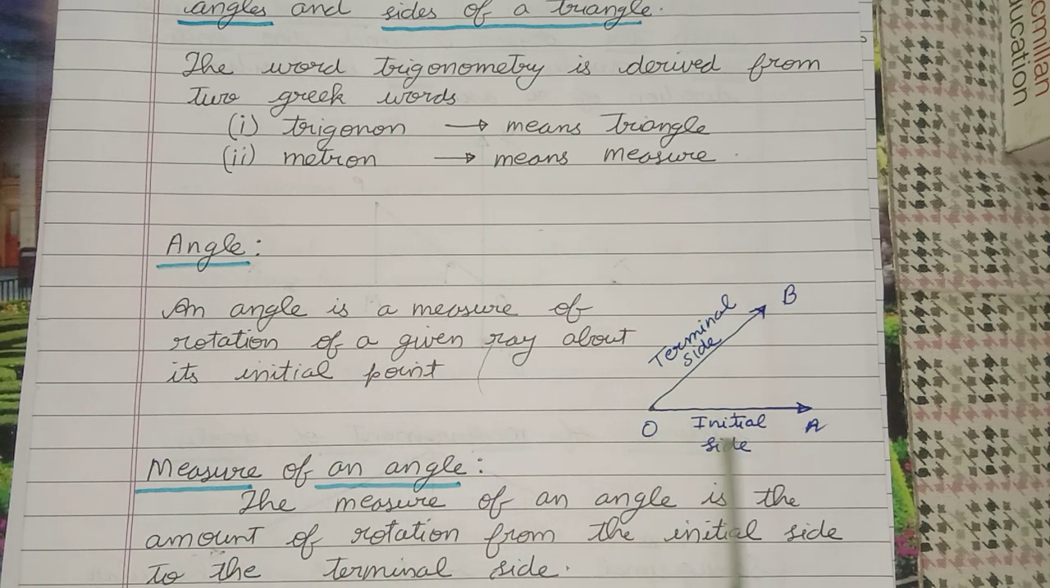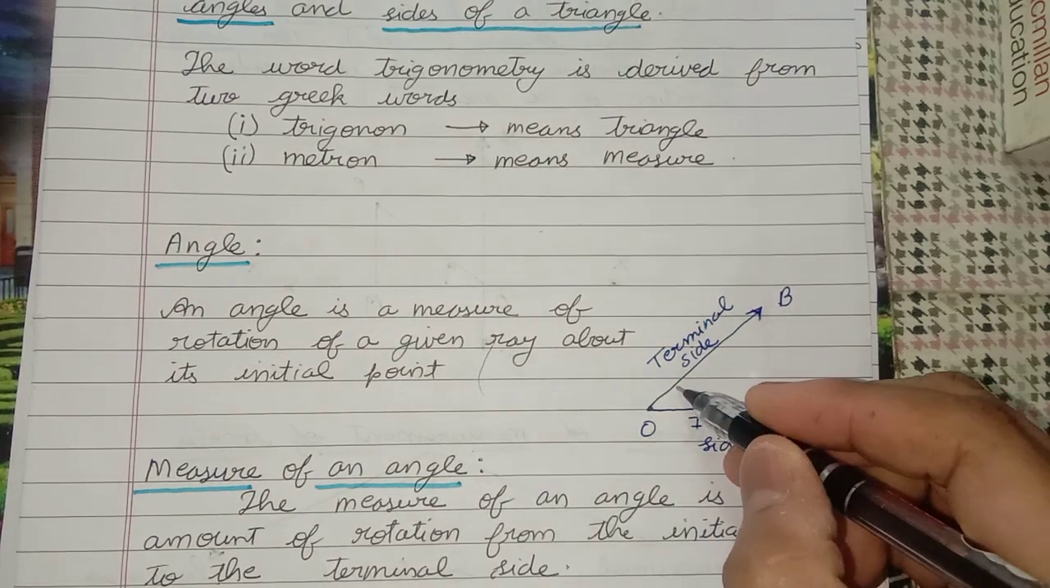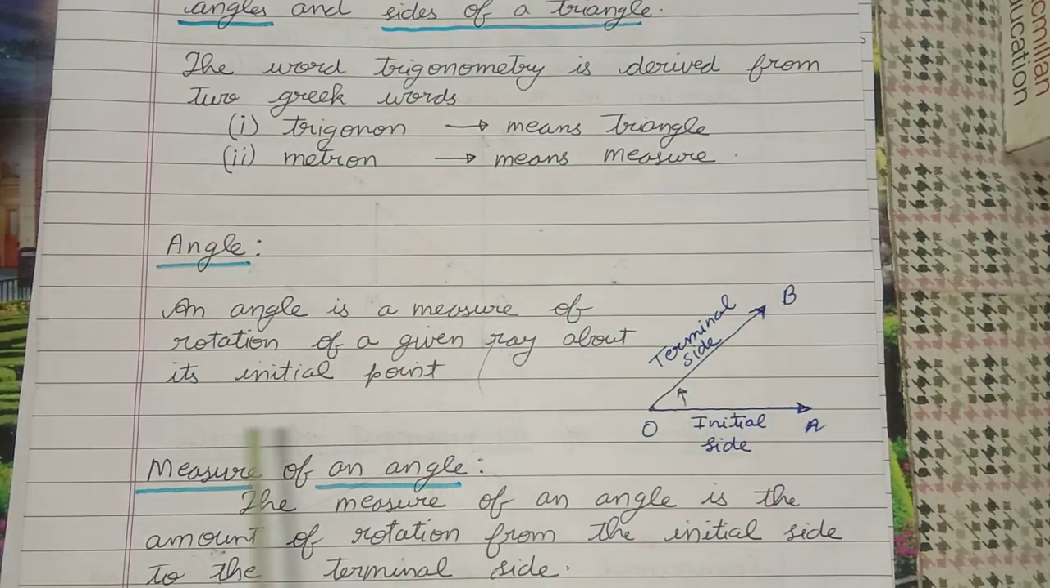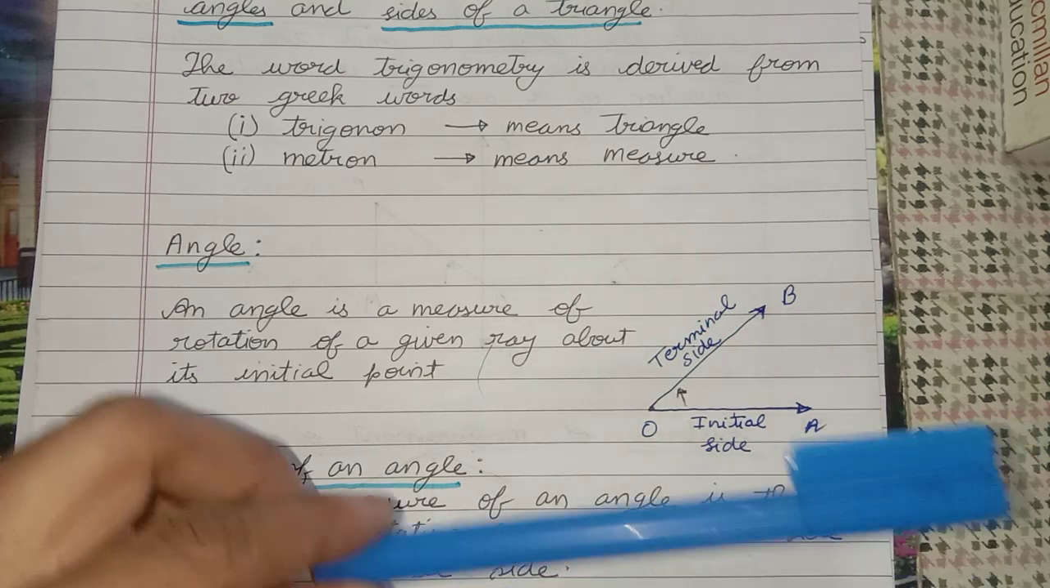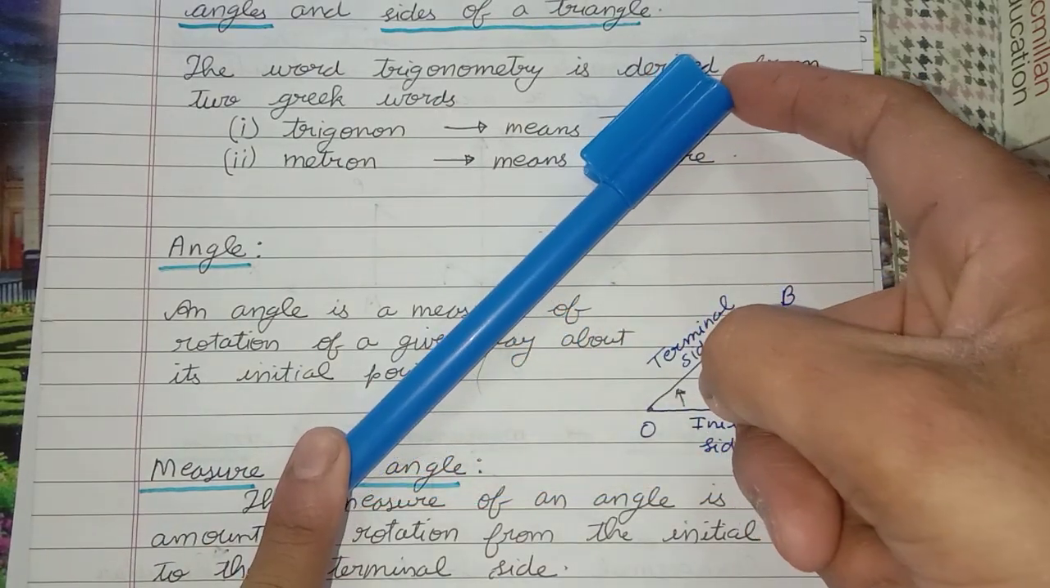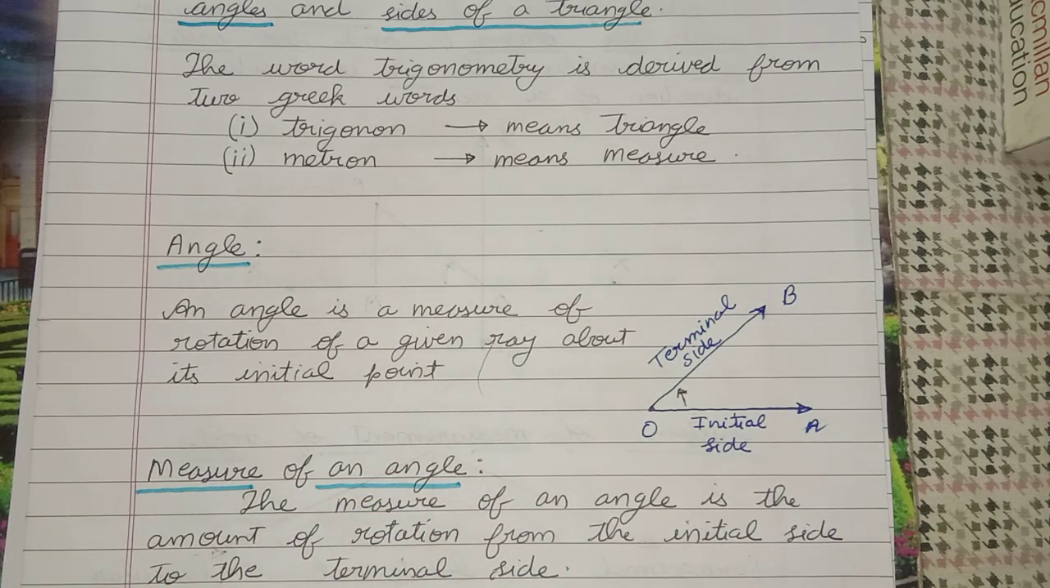See, this given ray was OA, and it is rotating anti-clockwise. If you see, it has rotated anti-clockwise this side, correct? So it is the measure of rotation of a ray about the initial point. The point O is fixed. This ray OA has moved. If I put a pen over here, this is the initial point, and if I rotate this way anti-clockwise, then we get an angle. It is the measure of rotation of a given ray about an initial point. Hope you are getting this.